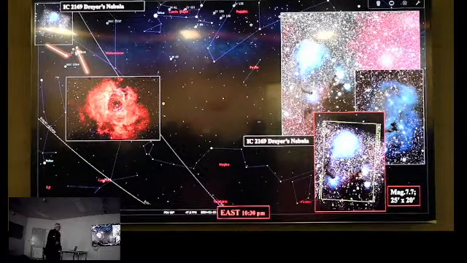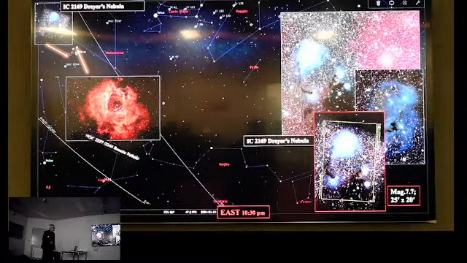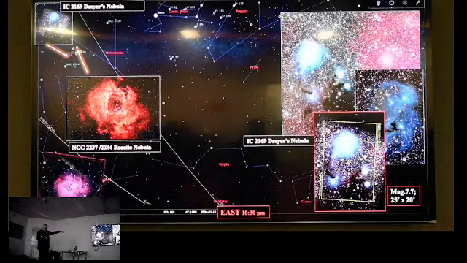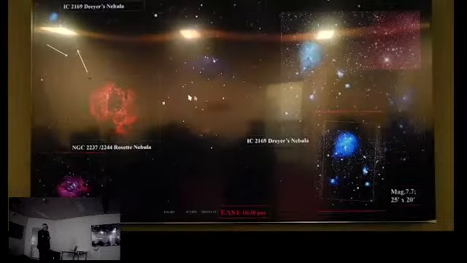Now there's my old shot of the Rosette Nebula, which is up here. So all of these are straight under Monoceros.